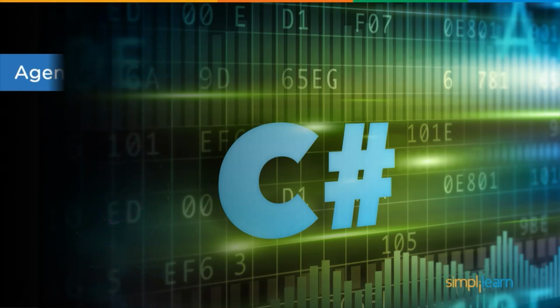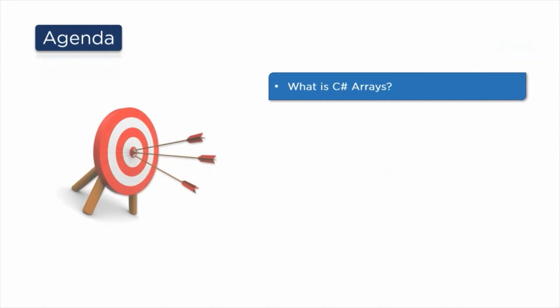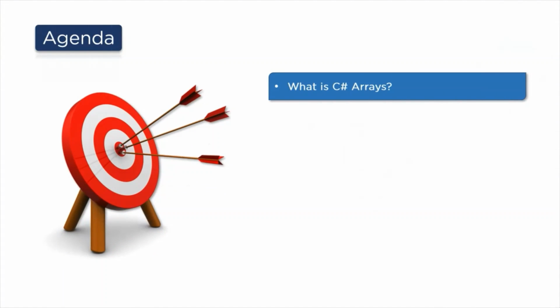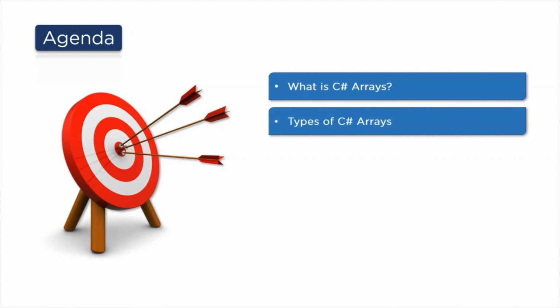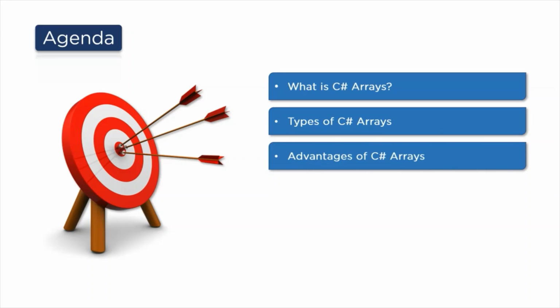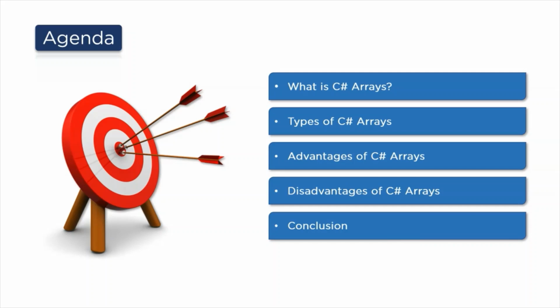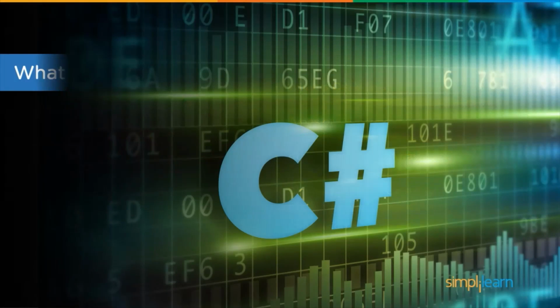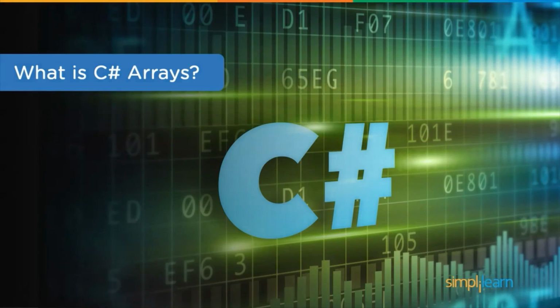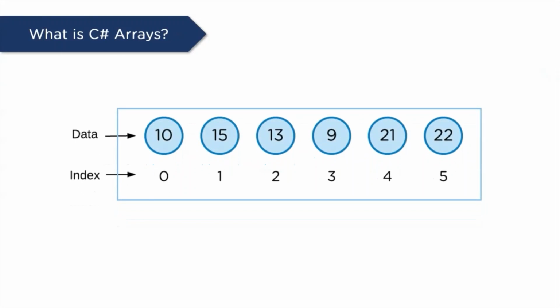Let's look at the agenda for today's topic. We shall begin our session with an introduction to arrays in C Sharp. Then, we will discuss various types of C Sharp arrays and how to implement them. After that, we will dive into its advantages and disadvantages. Finally, we will conclude this session with a brief summary on C Sharp arrays. So without any further ado, let's get started with what is C Sharp arrays.